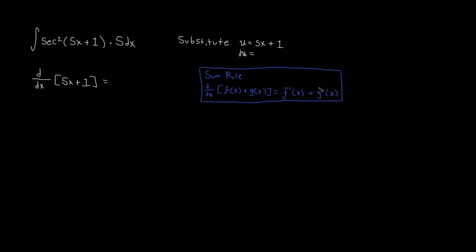What this little apostrophe here means is that you took the derivative of the function. So f prime of x is the derivative of f of x, and then g prime of x is the derivative of g of x. Like I stated previously, when taking the derivative of 5x plus 1, we're going to go term by term. So let's evaluate the first term here. What's the derivative of 5x? In order to take the derivative of 5x, we need to apply something called the constant multiple rule for derivatives.